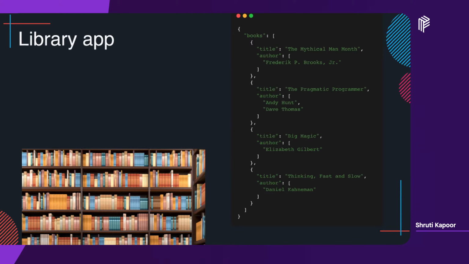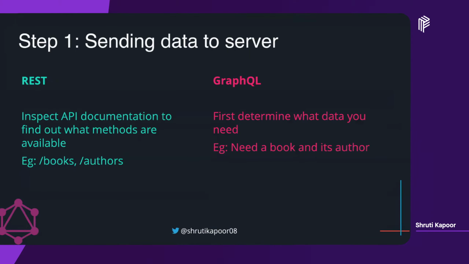If this is an app that we're building, there's usually like 4 to 5 different steps in building an app. The first step is we need to think about what data we want to send to the server. So what data should we get back? What data are we supposed to send? So like, for example, IDs and things like that. In the REST world, we'll look at the API documentation and we'll find out which routes we need to call, which methods are available. So for example, you may have found out that there is an endpoint called books, there's an endpoint called authors, and that endpoint can be useful to us. In GraphQL, instead, before looking at the documentation, we have to think about what data we need. So in this example, we're building a library app. We need the book and the author. So those are the two fields that we need.